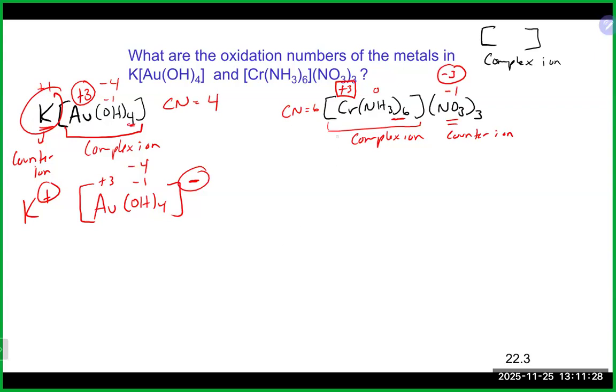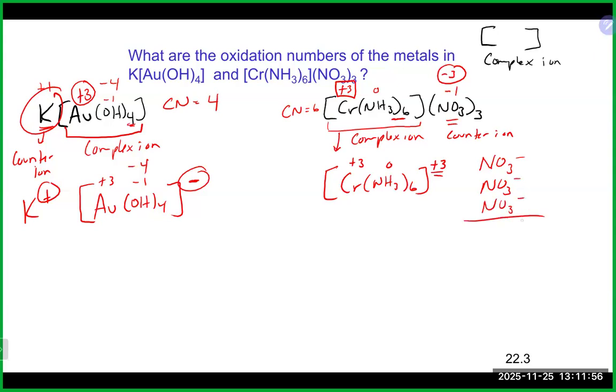If we take a look at our complex ion part of this coordination compound, we have +3 for the chromium, 0 for that. That means that our complex ion in this case actually has a +3 charge overall. That is why in this particular case, when it comes to the counter ion, we need not 1 nitrate, not 2 nitrates, but we actually need 3 nitrates to give us a -3 charge to balance out the +3 charge here of our complex ion.